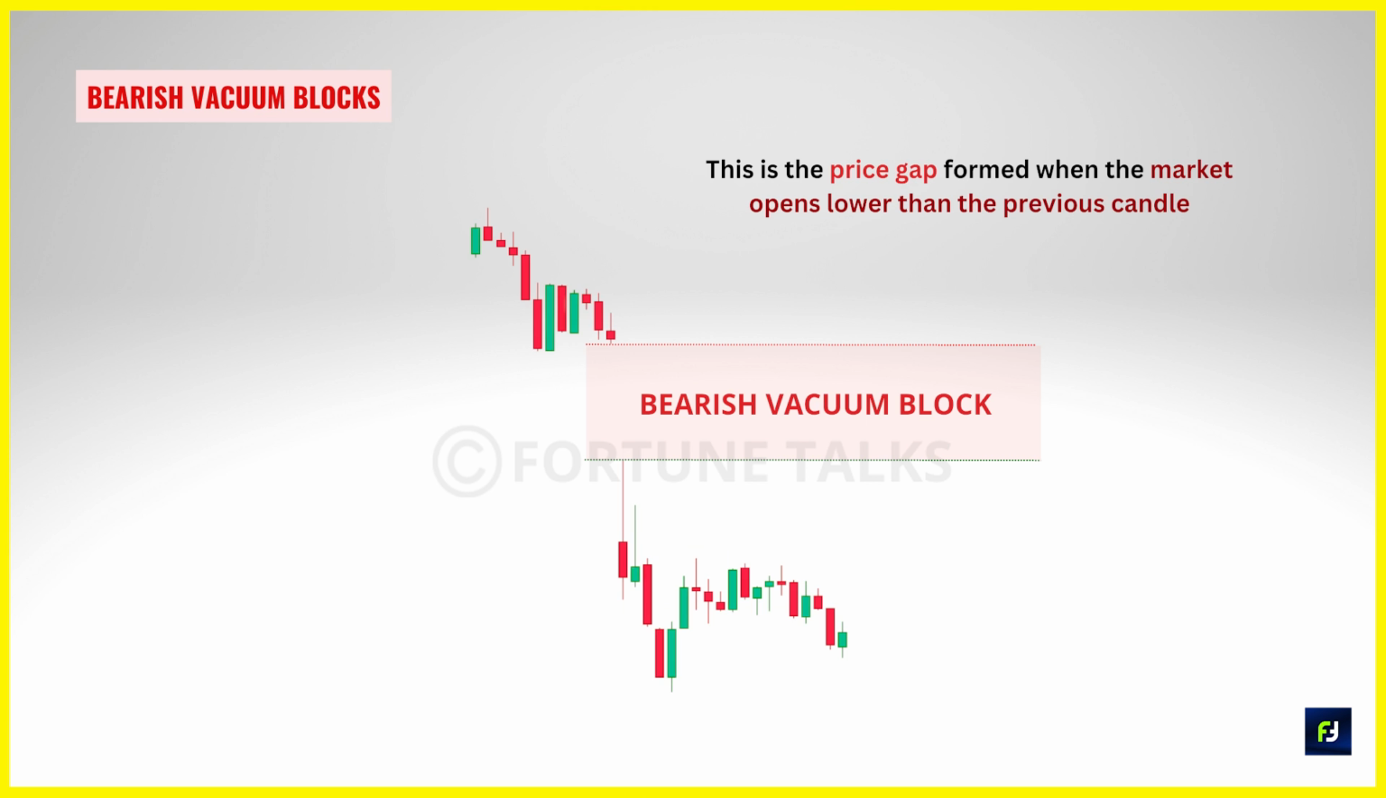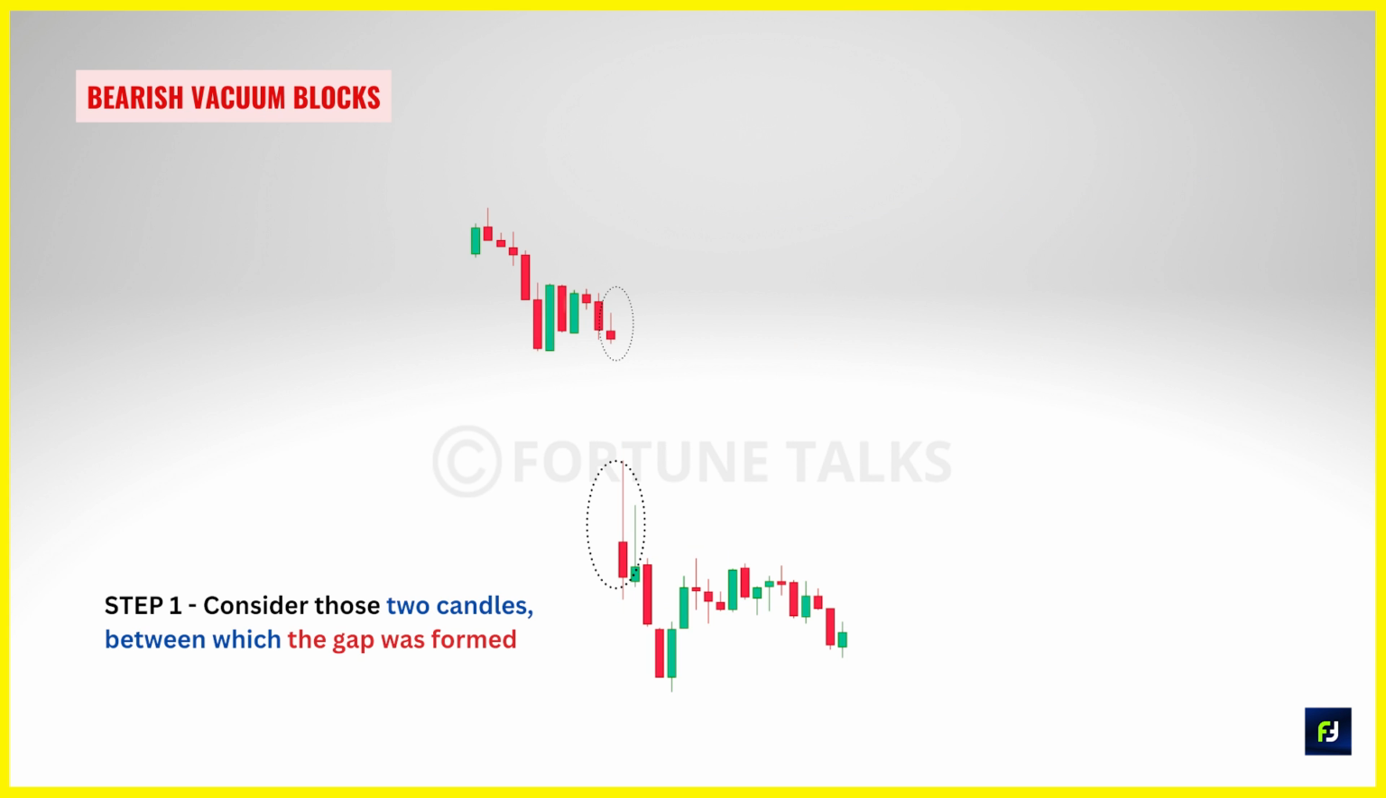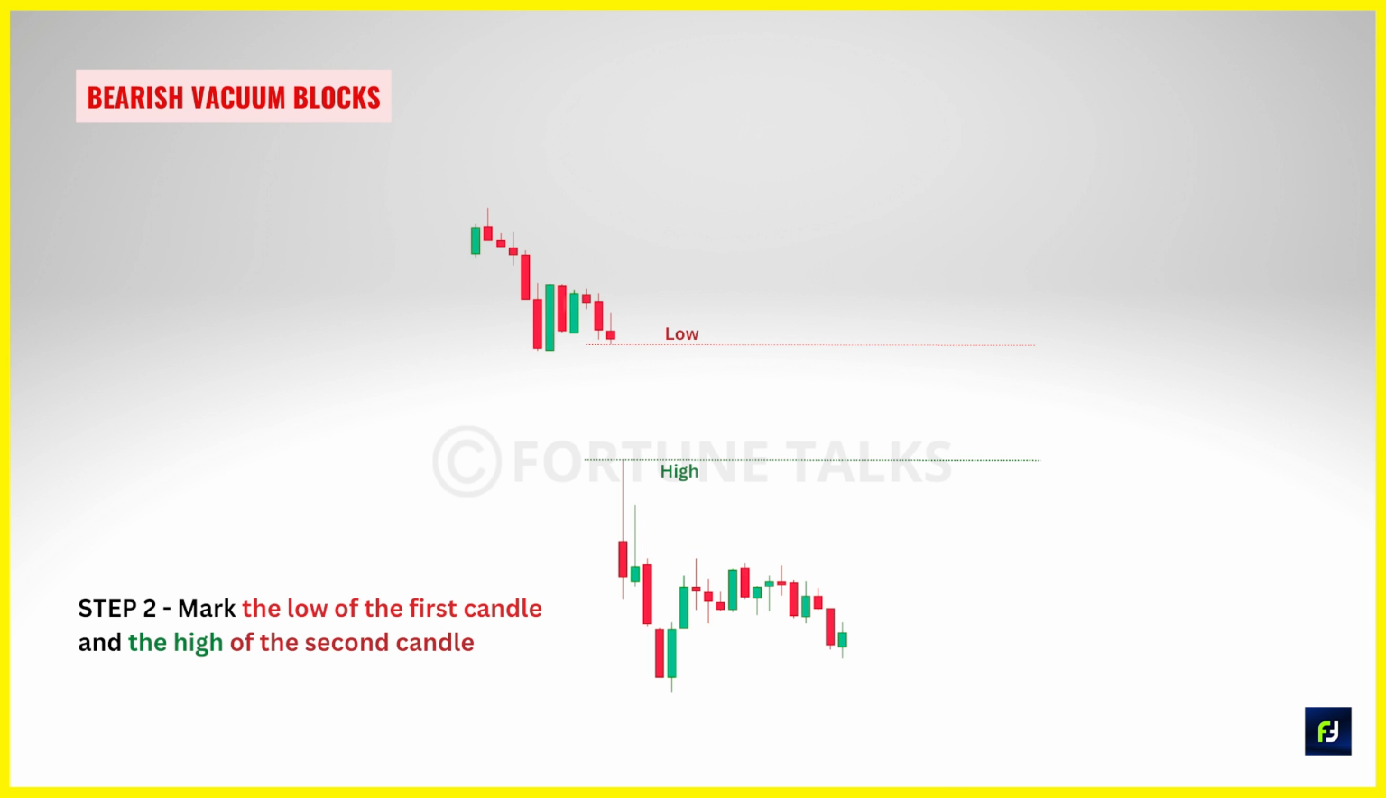Now, a bearish vacuum block is a gap created in prices when the market opens lower than the previous candle. To mark a bearish vacuum block, we have to consider these two candles between which the gap formation took place. So all we need to do is to mark the low of the first candle and the high of the second candlestick. This will be our bearish vacuum block or simply a gap down.